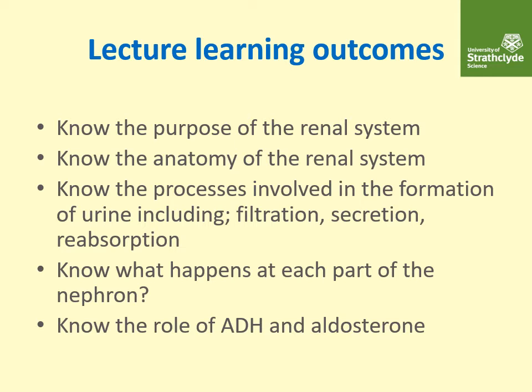A little bit on the anatomy of the renal system. This is a key part here, the processes involved in formation of urine, which include filtration, secretion and absorption. That's a key part. What happens in each part of the nephron, that's another key part. And lastly, to know the role of ADH, which is antidiuretic hormone, and aldosterone.